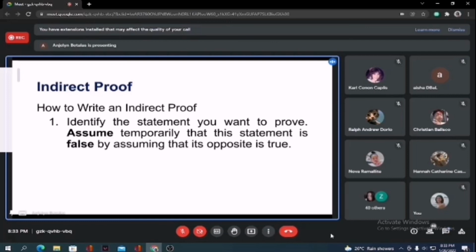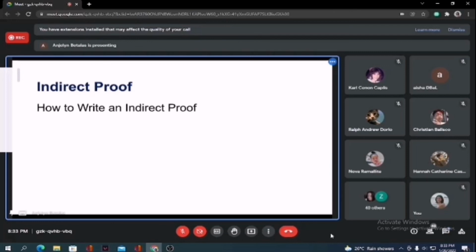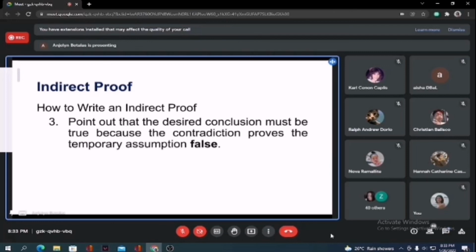Okay, example. Identify the statement you want to prove. Assume temporarily that this statement is false by assuming that its opposite is true. So kung unsa ang i-prove nimo, i-false nimo siya. Reason logically until you reach a contradiction. Point out that the desired conclusion must be true because the contradiction proves the temporary assumption false. So, that's contradiction.